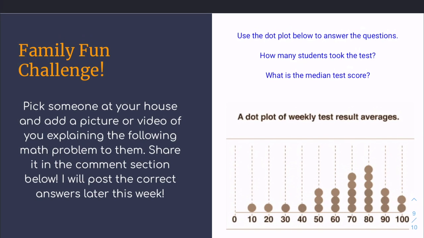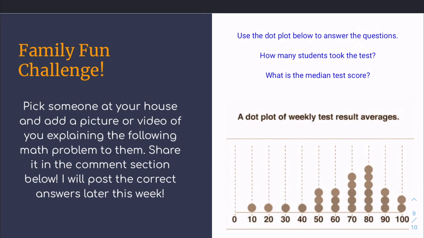So this is a relatively short lesson. We're already to the Family Fun Challenge. So pick someone at your house and add a picture or video of you explaining the following math problem to them. Share it in the comment section below. I also have posted the Family Fun picture sharing link, and I will post the correct answers later this week.